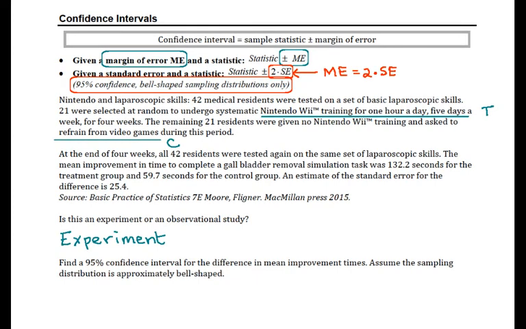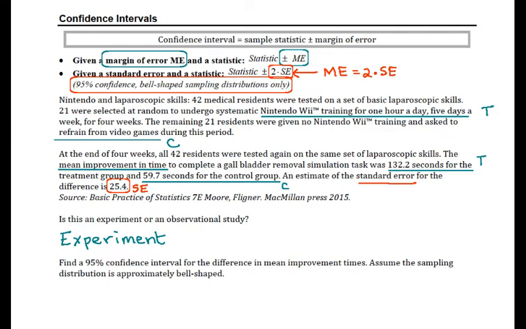We're going to go ahead and find a 95% confidence interval for the difference in mean improvement times. So we're given improvement times. We've got that the mean improvement time was 132.2 seconds for the treatment group, and it was 59.7 seconds for the control group. We're also given an estimate of the standard error. 25.4 is what I'm going to use as my standard error SE in this formula.